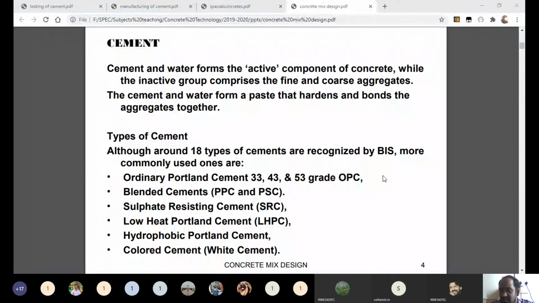Please mute yourself. Who is 133? You mute yourself.